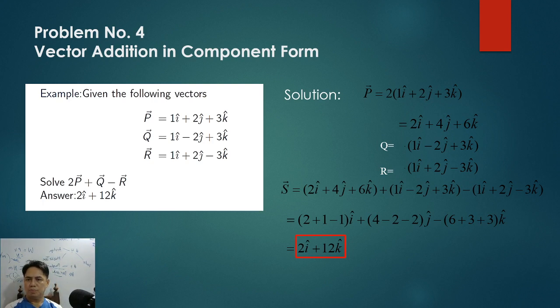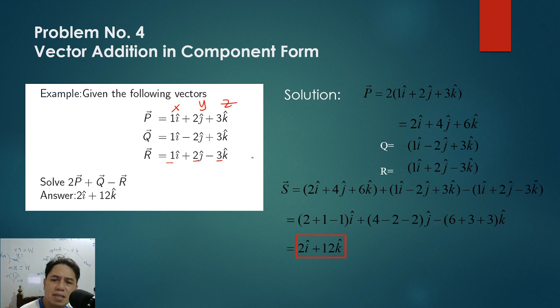What's problem number 4? Given the following vectors P, Q, R, look at this. For every vector, we have to add the components, and the i only represents the x, and the j is y, and k is z. So for every vector, there is a component in x, y, z. Look at this: negative 2, plus 3, 1, 2, minus 3. So they have the same magnitude. For the x is 1, for the y is 2, for the z is 3.